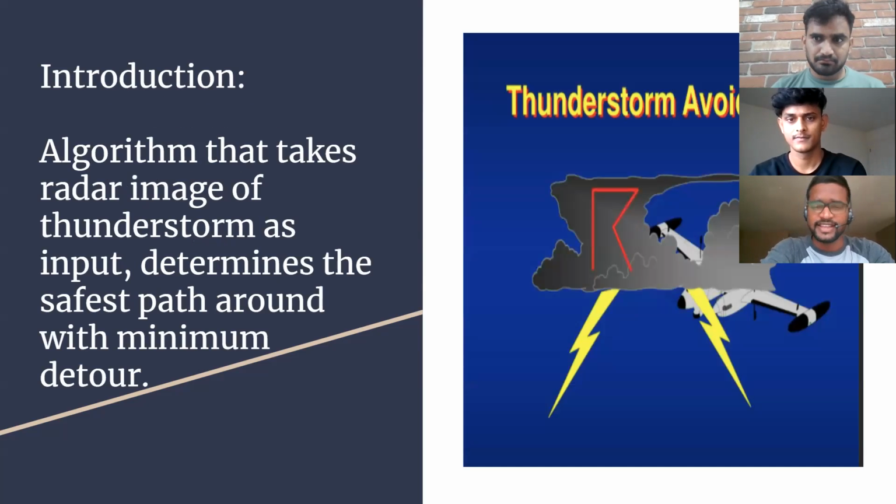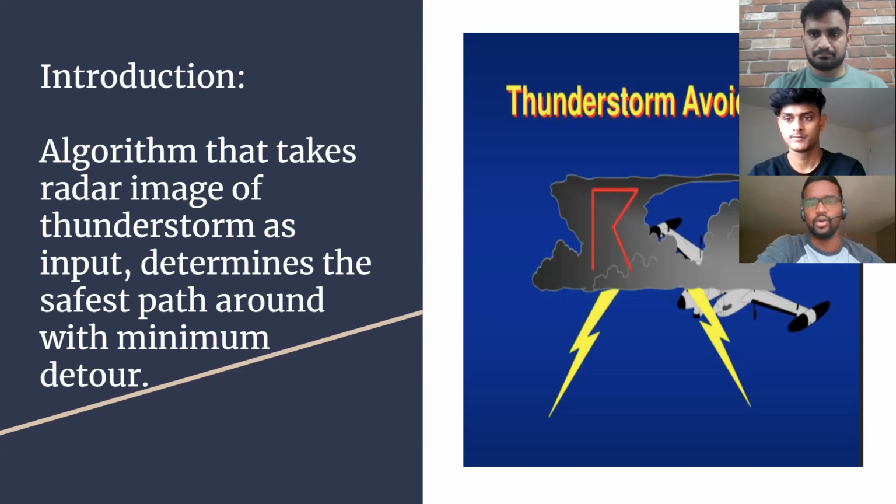So this algorithm takes the radar image of the thunderstorm and then determines the safest path. It is a 2D image that will be captured, and in the thunderstorm there are different variations, like heavy, lowest level, and mid level. So if we go to the next slide.